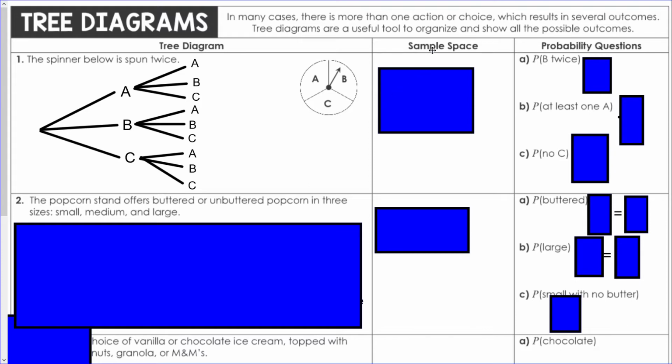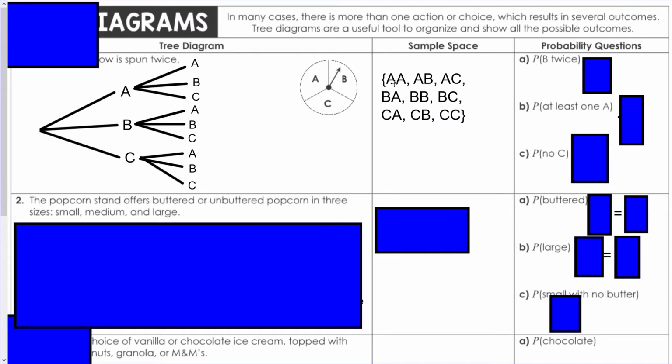Now, the sample space, if you recall from last week, is basically all of the possible outcomes that you could have. Okay, so you could have A and then A, A and then B, A and then C, B and then A, and so on and so forth. So you should have 9 of these.